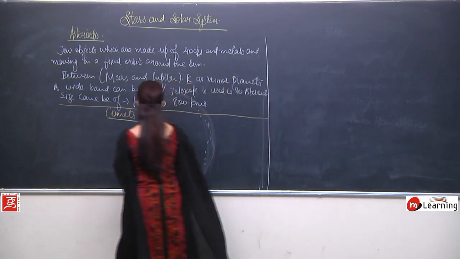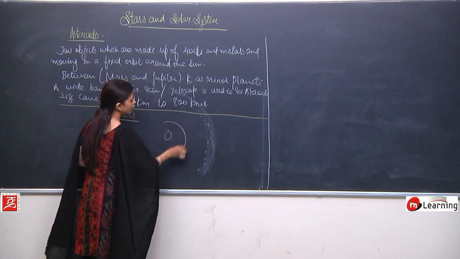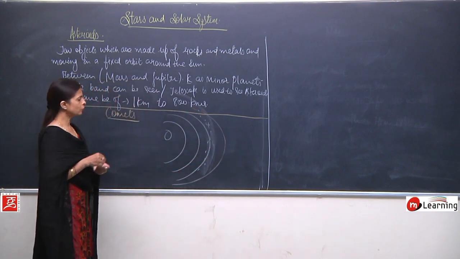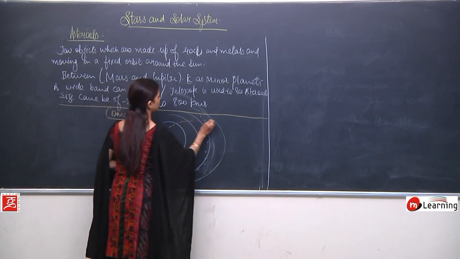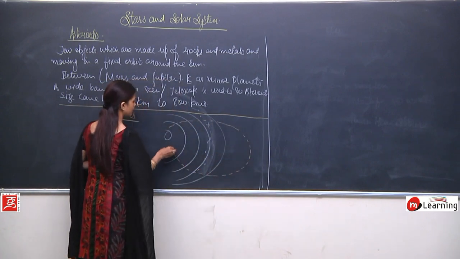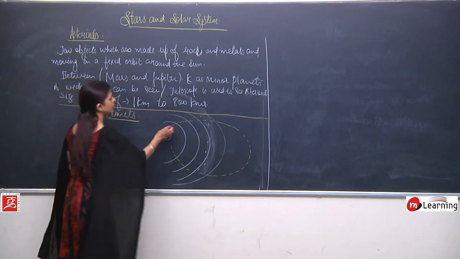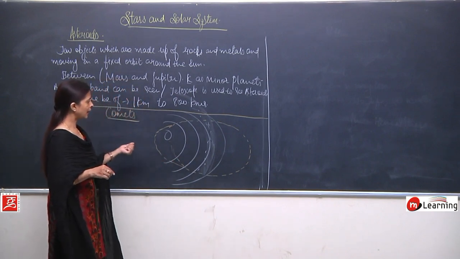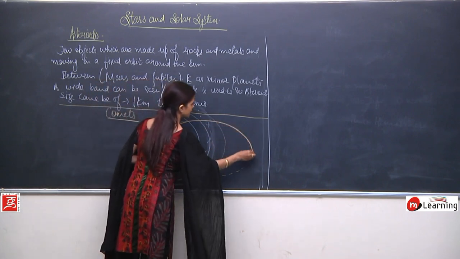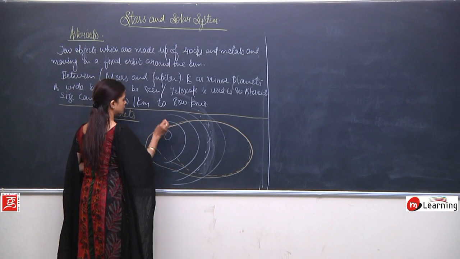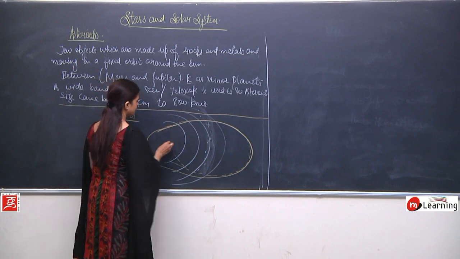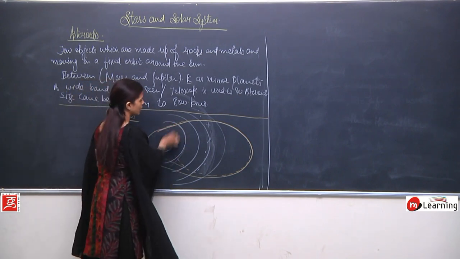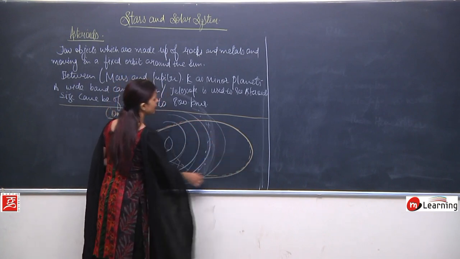Now see, this one is the sun, and all the planets have their orbits in this way. But the comets are the ones which have an elliptical orbit. It will move in this way. I have drawn a very rough diagram over here. Sun and the planets are moving here in this way. Here this one is a fixed orbit, but the comet moves in the elliptical path.